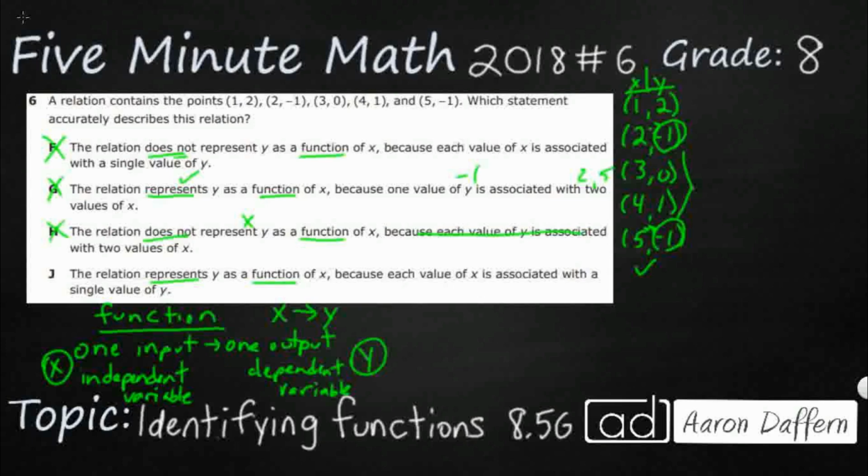And then J, the relation represents y as a function of x, because each value of x is associated with a single value of y. There you go. That is our answer. It's J.